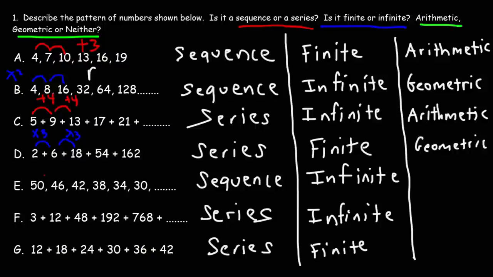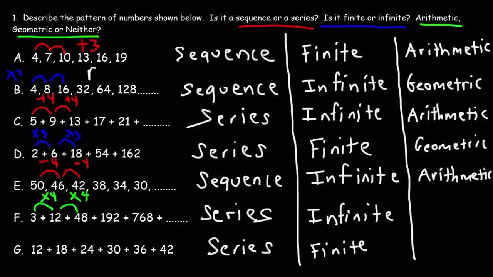Now for E, going from 50 to 46, that's a difference of -4, and 46 to 42, that's a difference of -4. So this is arithmetic. For F, we have a common ratio of 4. 3 times 4 is 12. 12 times 4 is 48.